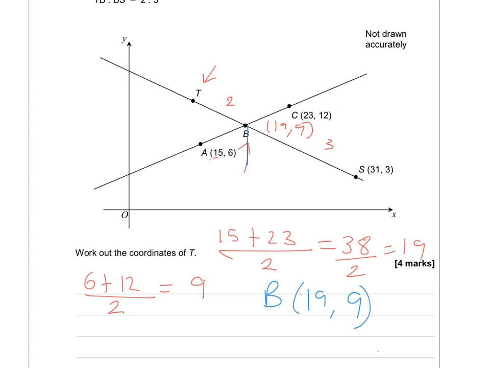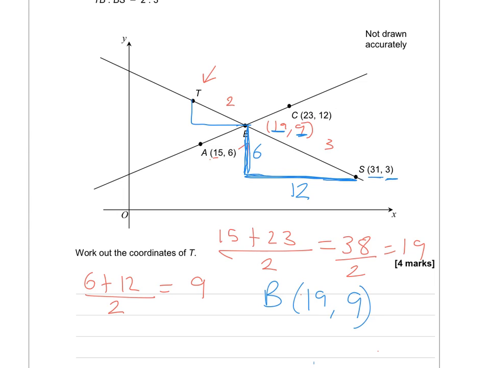We're then going to draw in a right angle triangle from B through to S. Now, if the x-coordinate of B is 19 and the x-coordinate of S is 31, then this distance here has got to be a value of 12. 31 subtract 19. This distance here has got to be a value of 6 because the y-coordinate of B is 9 and the y-coordinate of S is 3.